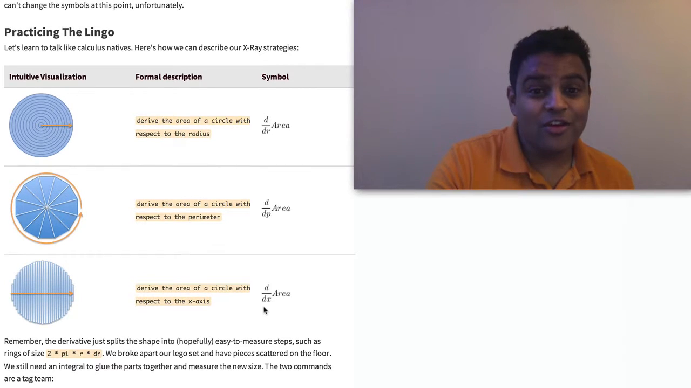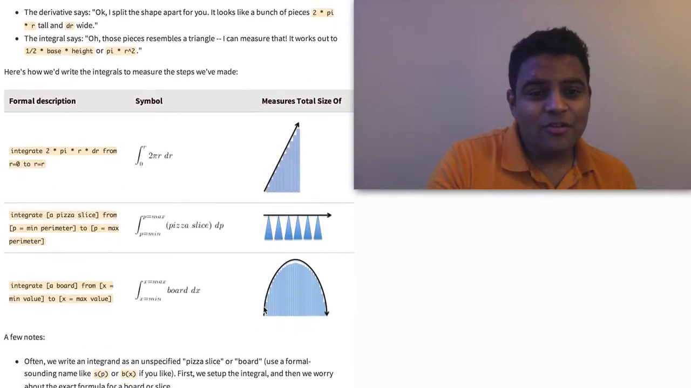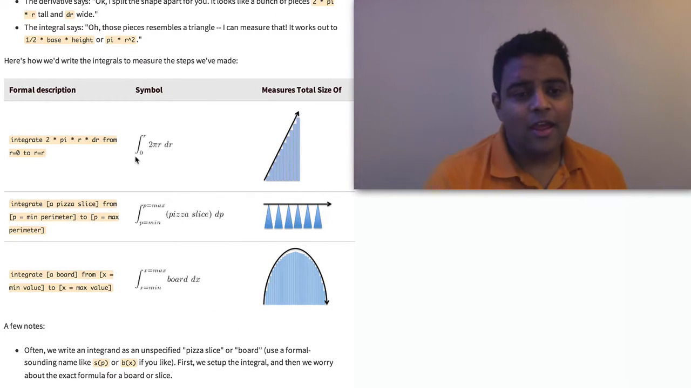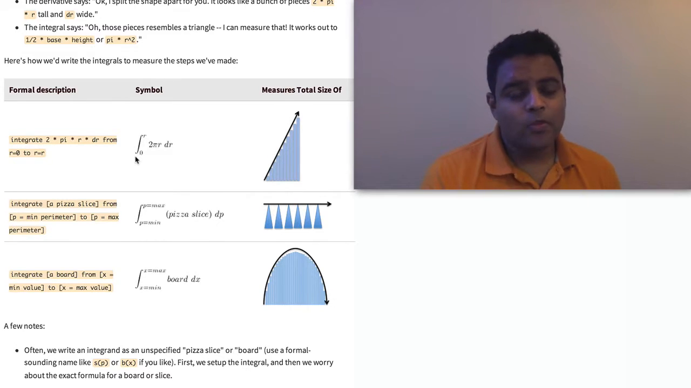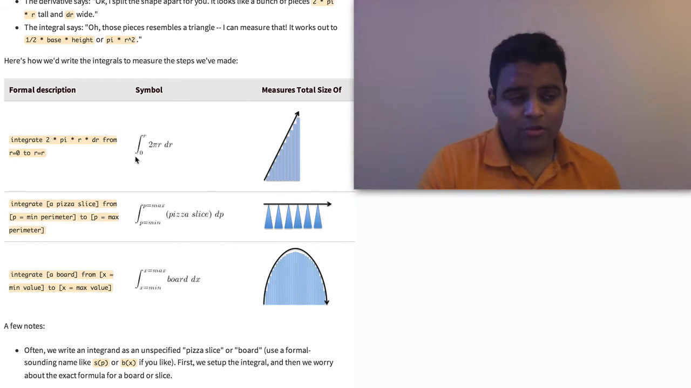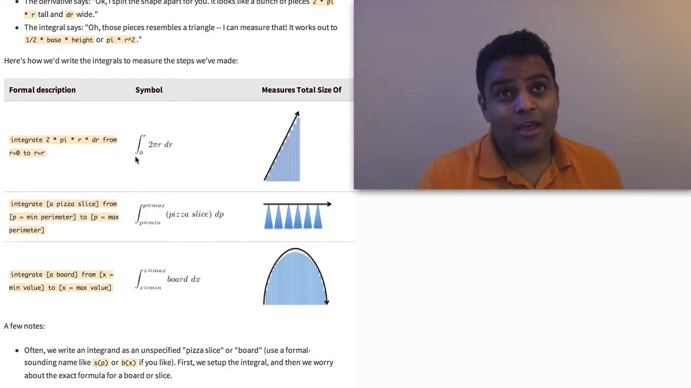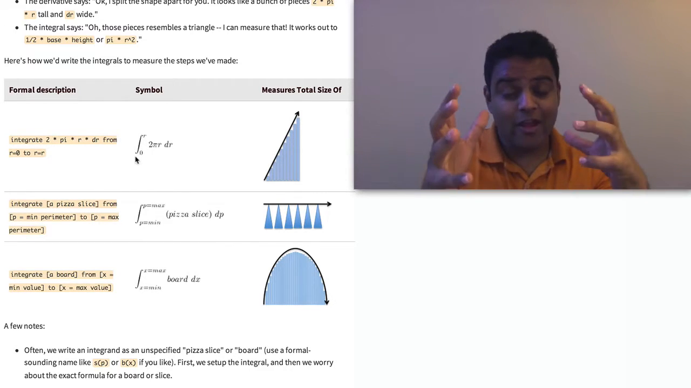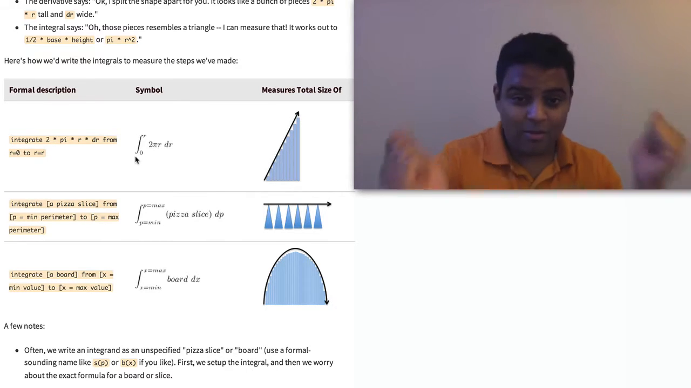Okay, now let's go to the integral. The integral is actually this symbol here, this kind of long S, and it means glue together. So once we have the steps, that's just one part of it, but we actually need to glue them together to get the area. And my analogy here is the derivative is like taking your shape and breaking it apart. You have a Lego set and you take apart all the Legos.